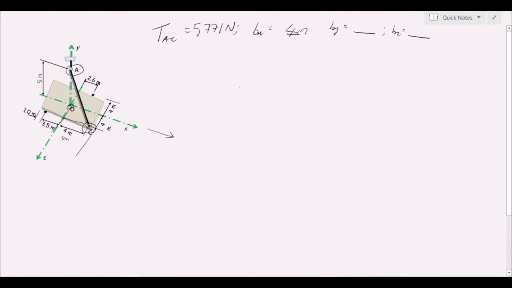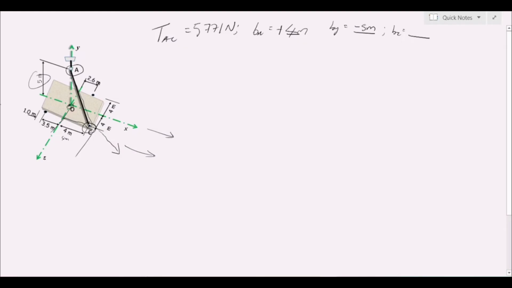We are also to be mindful of its sense. We discover that because this force is pointing this way, it's also in the same direction with the x-axis. So this is going to be plus. The next is by. If the force is transmitted from A to C, the force would have fallen along the y-axis from point A to point O, and that dimension is 5. And because it's away from the y-axis, we say that this has moved minus 5 meters.